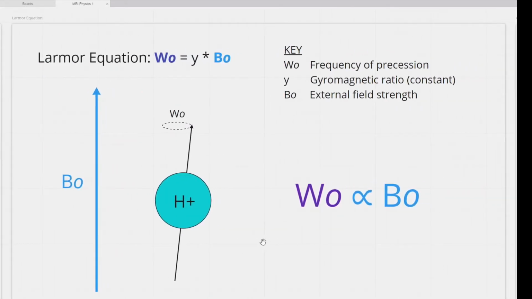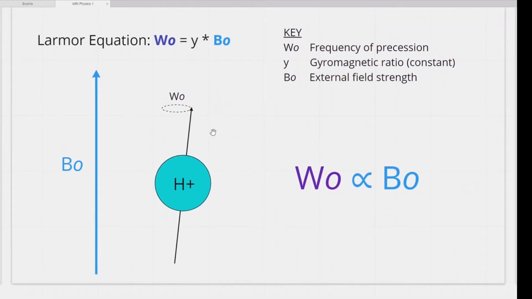All right, this is the only equation that we're going to touch on today, and it's actually pretty basic. So you may have heard of this. It's the Larmor Equation. And what this is saying, I've got the components defined over here. There's some frequency that is equal to this constant, which doesn't really matter what it is, some number. It's called the gyromagnetic ratio, times the external field strength.